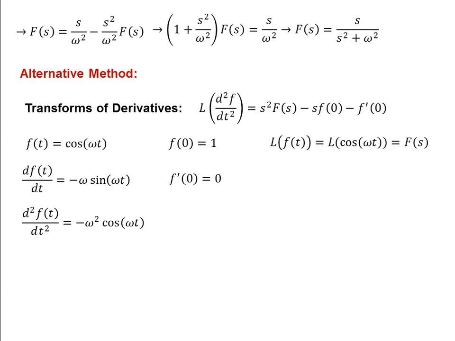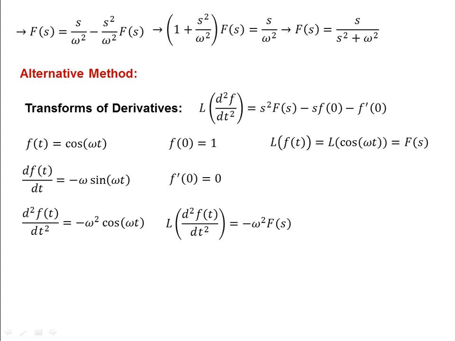If I assume that the Laplace of f(t), which is the Laplace of cosine omega t, is equal to F(s), and by comparing here, I see that the Laplace of the second derivative of f(t) will be equal to minus omega squared F(s), since minus omega squared is constant. So the Laplace of d squared f(t) over dt squared will be equal to minus omega squared F(s).